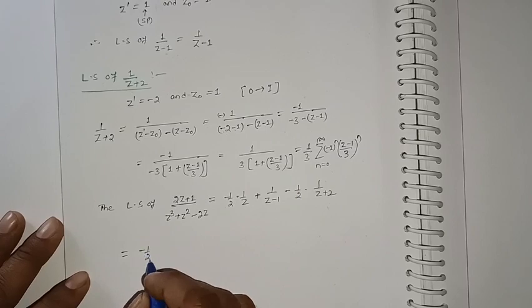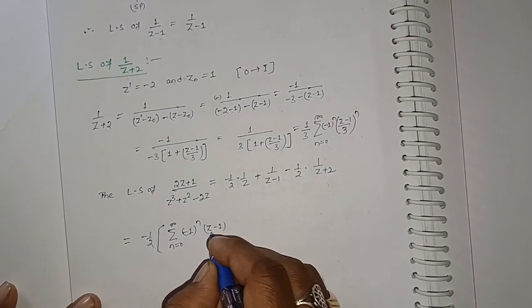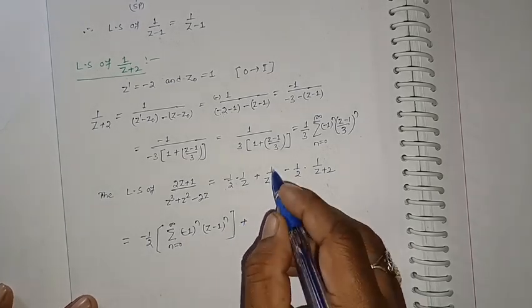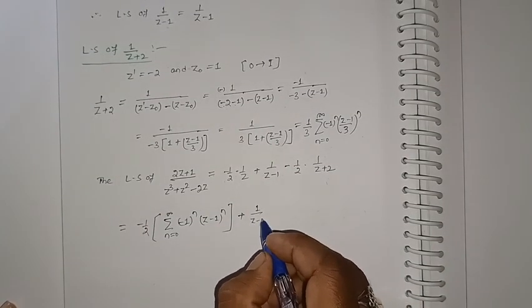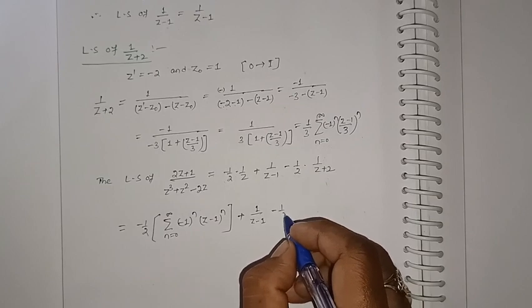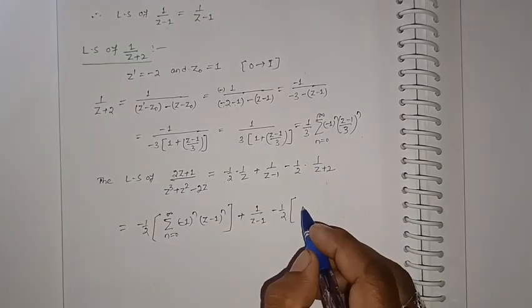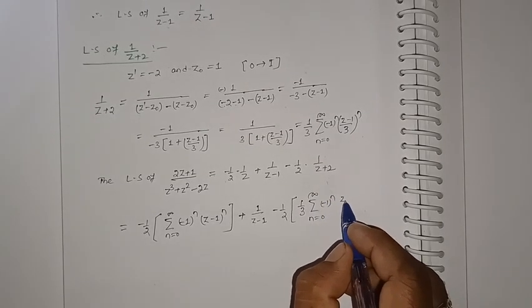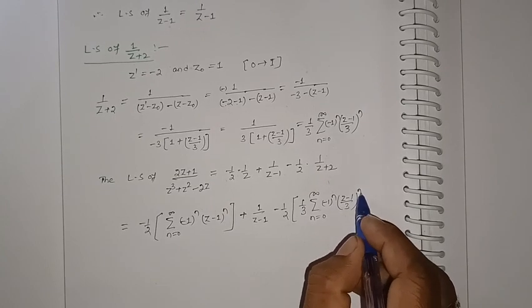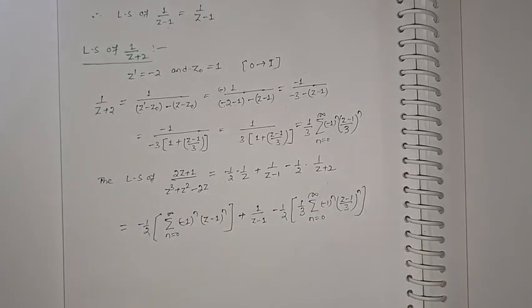That will be equal to minus 1 by 2, 1 by z Laurent series, how much did we find? Here, summation over n equal to 0 to infinity, minus 1 to the power n, z minus 1 to the power n. Then 1 by z minus 1, here we found itself 1 by z minus 1. Then minus 1 by 2, 1 by z plus 2, we found this one: just write 1 by 3 summation over n equal to 0 to infinity, minus 1 to the power n, z minus 1 by 3 to the power n. So this is the required Laurent series of this given function in that particular region.